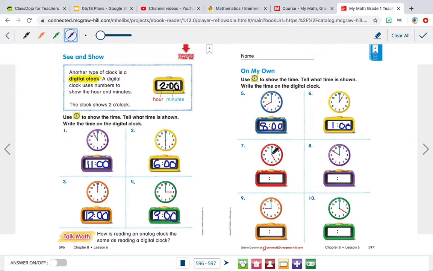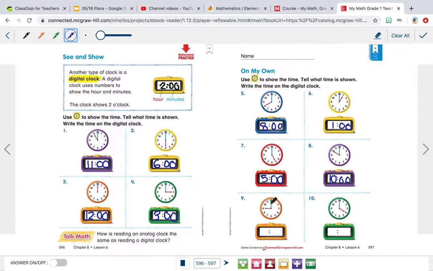Now, the minute hand is facing the 12 again. So the minute is 0. And the hour is 5 o'clock. So it is 5 o'clock. Now we're going to look at this one. The minute hand is on the 12, so we're going to do 0, 0. And the hour hand is on the 10, so it's 10 o'clock.